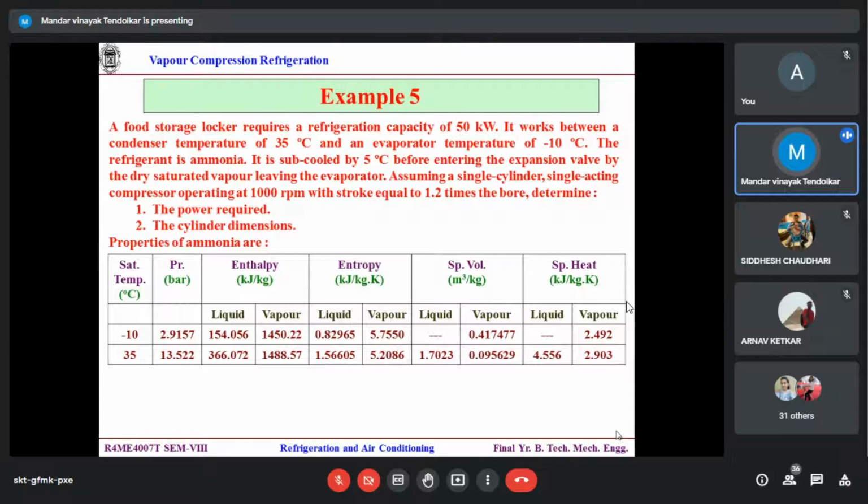But here pi by 4 into d square into L, out of this L by d is 1.2. So you will get something as 1.2 into d cube, correct? D square into 1.2 d. So that will be pi by 4 into 1.2 into d cube. So this is how you are asked to calculate the dimensions of the cylinder. So finally you will get the diameter, and then you know the interrelation between the diameter and the stroke, that is 1.2 times. So you can find out the L.